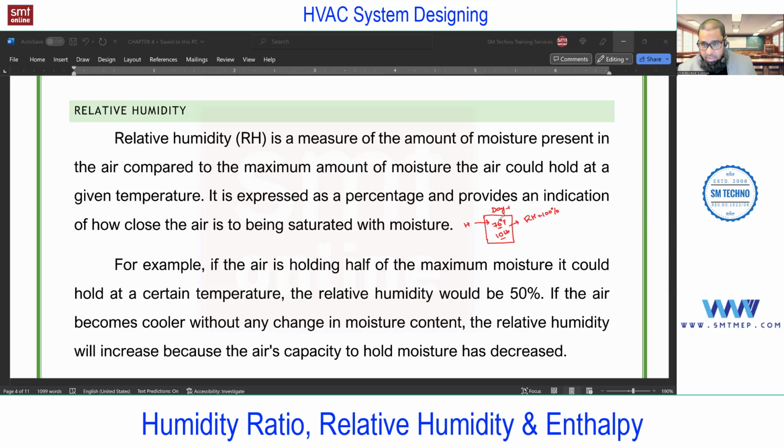And remember, we cannot change the temperature. We need to measure at that particular temperature, because as the temperature increases, the holding capacity of moisture by the air increases. And as the temperature decreases, the holding capacity of moisture by the air decreases. Again, this is related to evaporation and condensation. So at this temperature in this room, the maximum possible moisture is 10 pounds. It means RH is 100%.